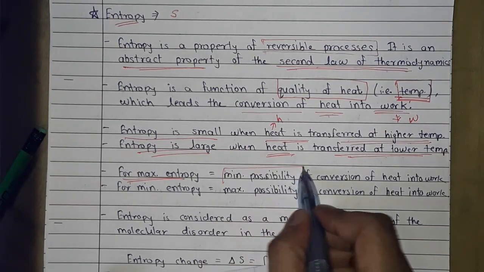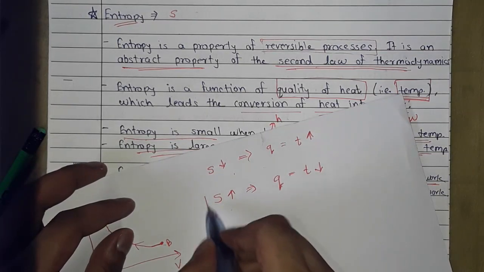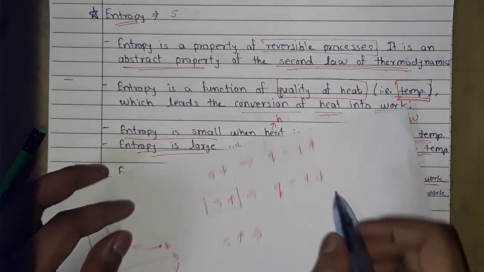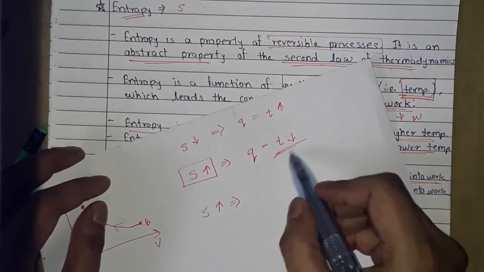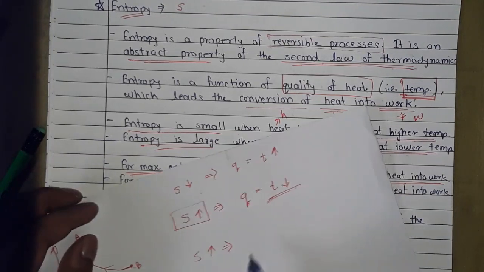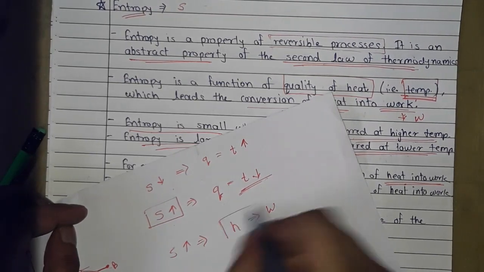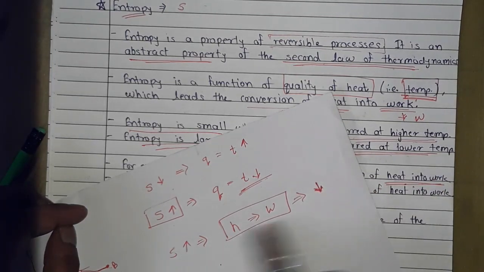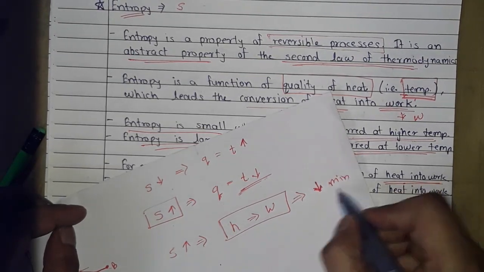Now here, for maximum entropy, there is minimum possibility of conversion of heat into work. Here, friends, this is maximum entropy. When entropy is maximum, the quality of heat is low, that is, temperature is low. So when there is maximum entropy, there is minimum possibility of conversion of heat into work. Its value decreases.